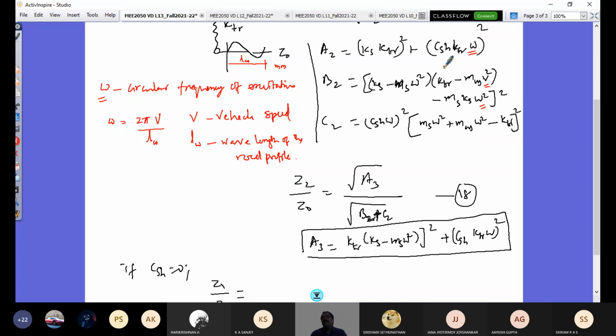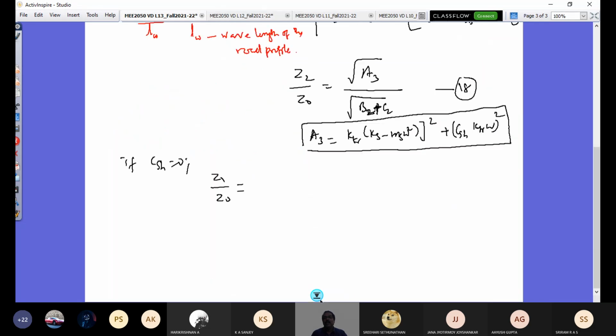So wherever CH is there, that is only going to be 0, and you can easily rewrite equations 17 and 18 like this. The numerator would have Ks and KTR, and the denominator would have the same B2 plus KTR into Ks minus Ms omega square, whole square.